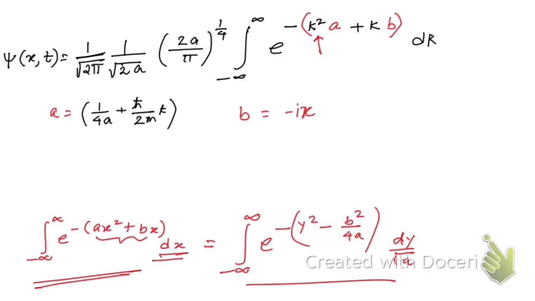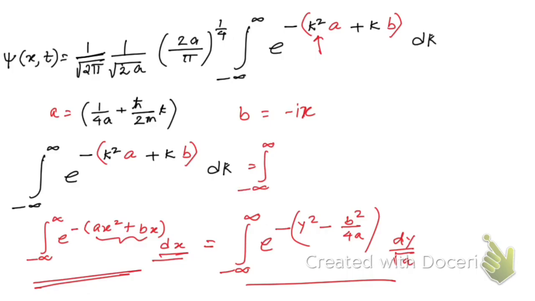Let me copy this integral. Just give me a second. This integral we can write this way. Just give me 1 second. This can be written this way: minus infinity to plus infinity e to the power minus y square minus 4b square, b square by 4a. That's what we can do, and dy by root over a. That's what we can do, right?